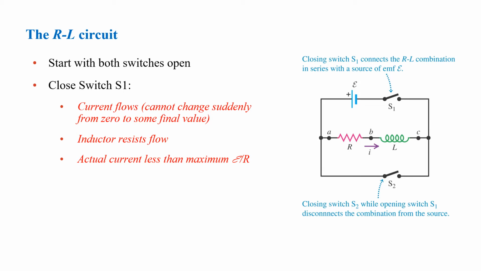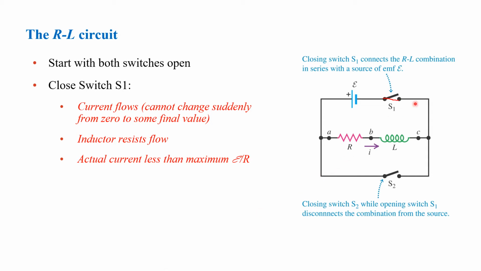Now let's analyze your RL circuit shown in the figure here. You have here again your resistor, which is in series with an inductor. You have some EMF, your source of potential, and then switch S1 above, and you also have another switch S2 below. Now let's start with closing switch S1.